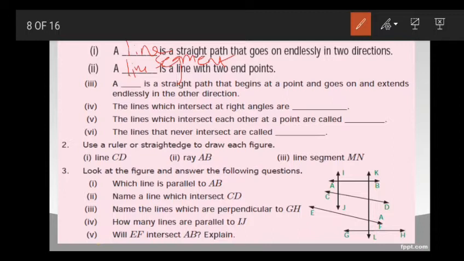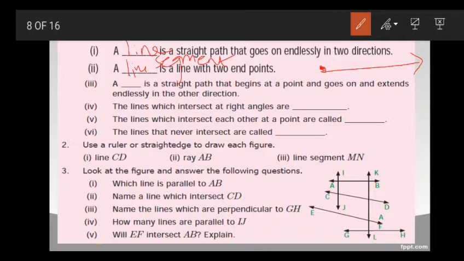Okay, a line segment is a line with 2 endpoints. Now, see the third subdivision. A ray is a straight path that begins at a point and goes on and extends endlessly in the other direction. So here what they are telling is a path starting from a point and it is going endlessly in other direction. What is that called?